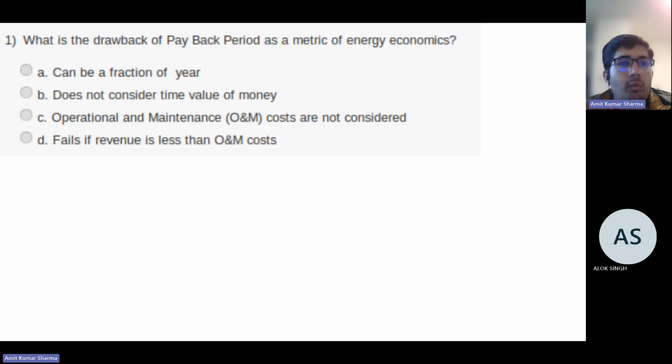So next question is, what is the drawback of payback period as a metric of energy economics? In the last question, I have discussed it. Anyone? Does payback period not consider time value of money, sir? Yeah, nice. Let's wait for another minute. Option B. So we have an answer, option B. Anyone else want to answer?